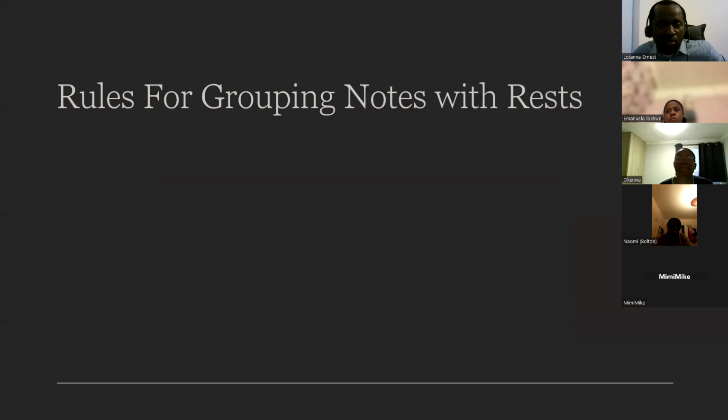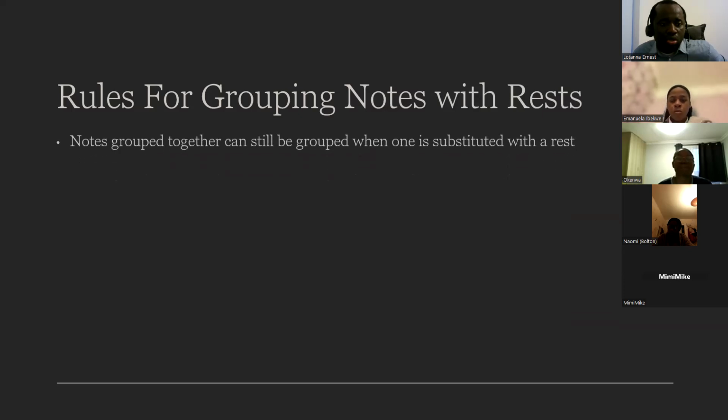I think we're almost there now. Rules for grouping notes with rest. So this is the last one. Notes grouped together can still be grouped when one is substituted with rest. So that means that even if you have notes that are grouped together and one of them is taken away and replaced with rest, the grouping will still be maintained.